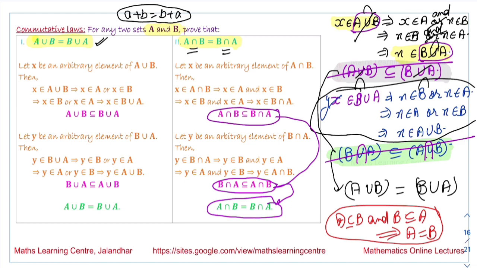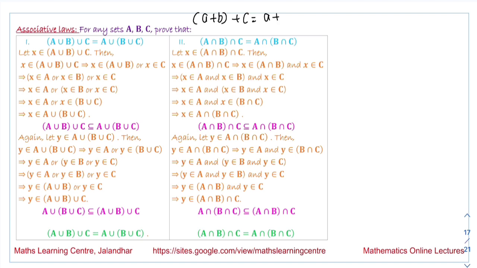Now the next one is the associative law. For numbers, suppose I am talking about addition, we are saying A plus B plus C is equal to A plus B plus C. What this means is, if we have to add three numbers, we add A and B, and then to the answer we add C, or we can add B plus C, and to this answer we can add A. The final result will be the same.